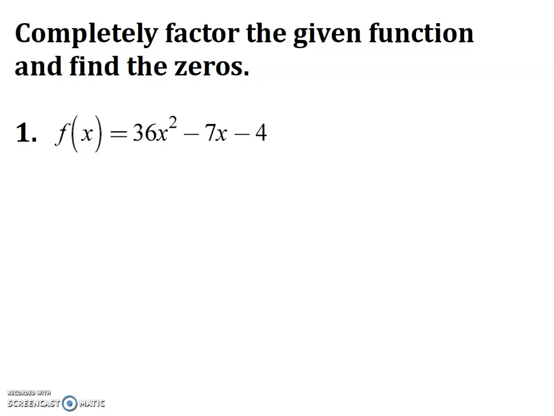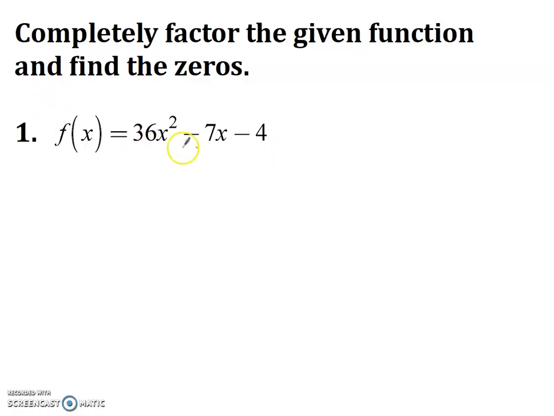We are going to review different types of factoring today. So given each function, we want to completely factor and find the zeros. So for number one, we have f of x equals 36x squared minus 7x minus 4.